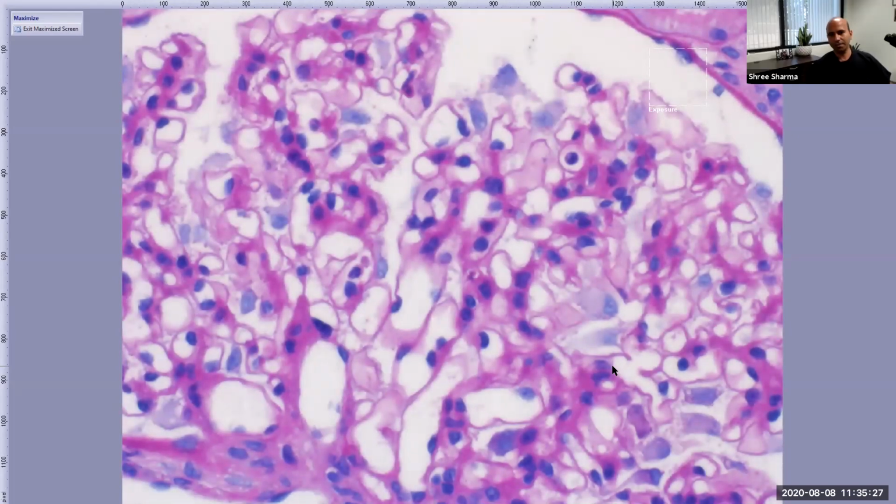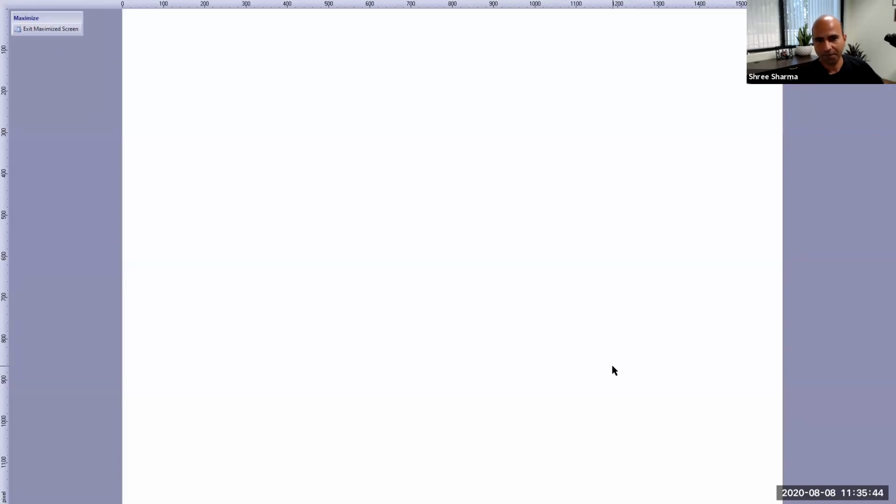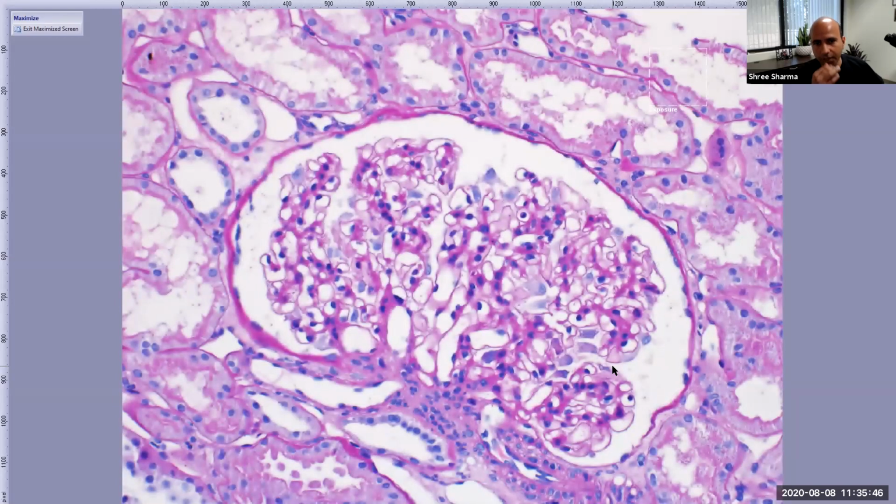What is abnormal with this gland? I was trying to go over FSGS and ended up showing a huge gland. What I'm trying to show you is a glomerulus which is not fitting into a field, right? Can you see the size of this gland? This is a glomerulomegaly. That means a huge glomerulus.